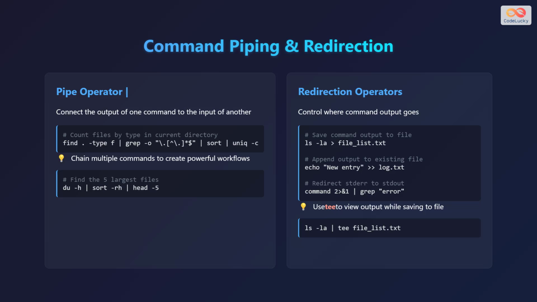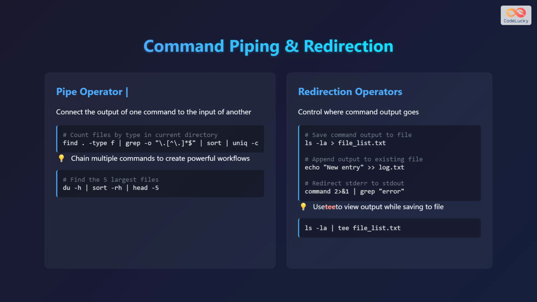Command piping and redirection are powerful tools that enhance your command line capabilities. The pipe operator, represented by a vertical line, connects the output of one command to the input of another. An example is counting files by type in the current directory using find . -type f | grep -o '\.[^.]*$' | sort | uniq -c. This command finds all files, extracts their extensions, sorts the extensions, and then counts the unique occurrences.